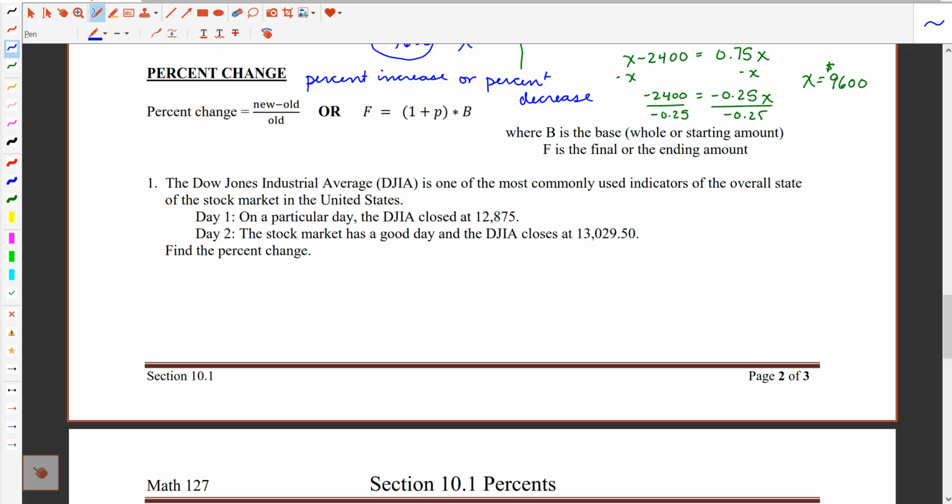Another way to compute percent change is using this formula right here. So in this formula, the B is the base, which also could be considered the whole or the starting amount, and F is the final or the ending amount. Now when you're doing these percent change problems, this lowercase p right here is your percent as a decimal. So this is your percent change, but as a decimal.